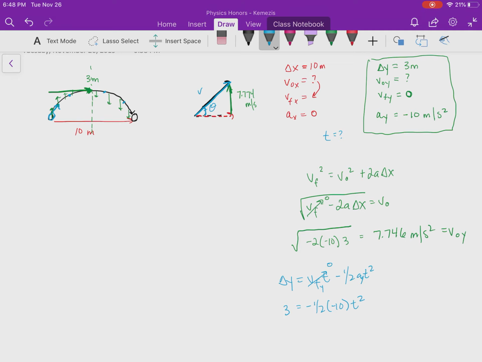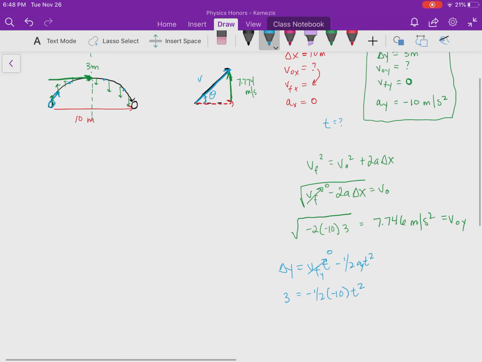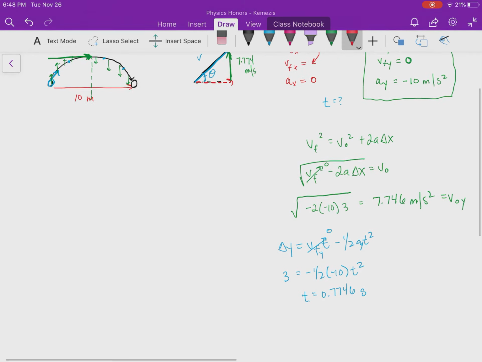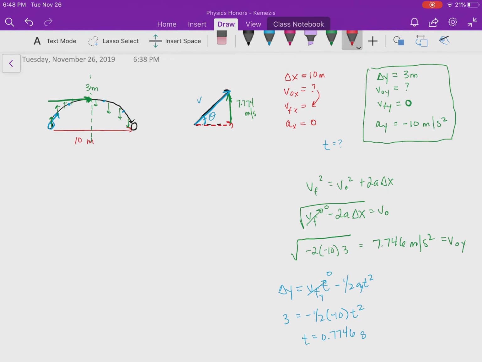So we can solve for this. 3 divided by 1/2 divided by 10, and then we take the square root of it to get that. So the time it takes for the line to get to its apex is 0.7746 seconds. And then using this information, we can combine the time with our delta x. We could say delta x is equal to v naught t plus 1/2 a t squared, where the acceleration in the x direction is 0. So I'm going to say that I know this thing.